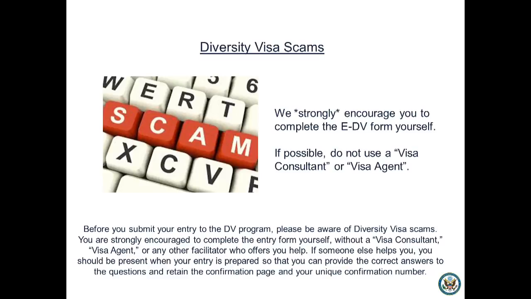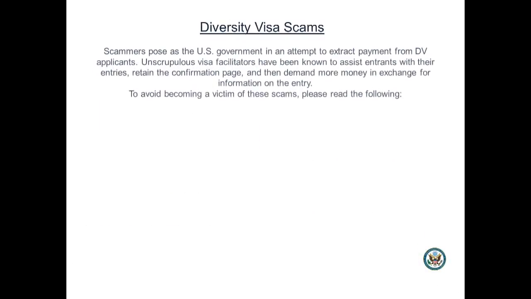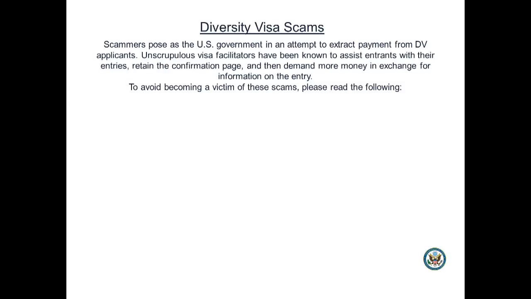You are strongly encouraged to complete the entry form yourself without a visa consultant, visa agent, or any other facilitator who offers you help. If someone else helps you, you should be present when your entry is prepared so that you can provide the correct answers to the questions and retain the confirmation page and your unique confirmation number. Scammers pose as the U.S. government in an attempt to extract payment from DV applicants. Unscrupulous visa facilitators have been known to assist entrants with their entries, retain the confirmation page, and then demand more money in exchange for information on their entry.